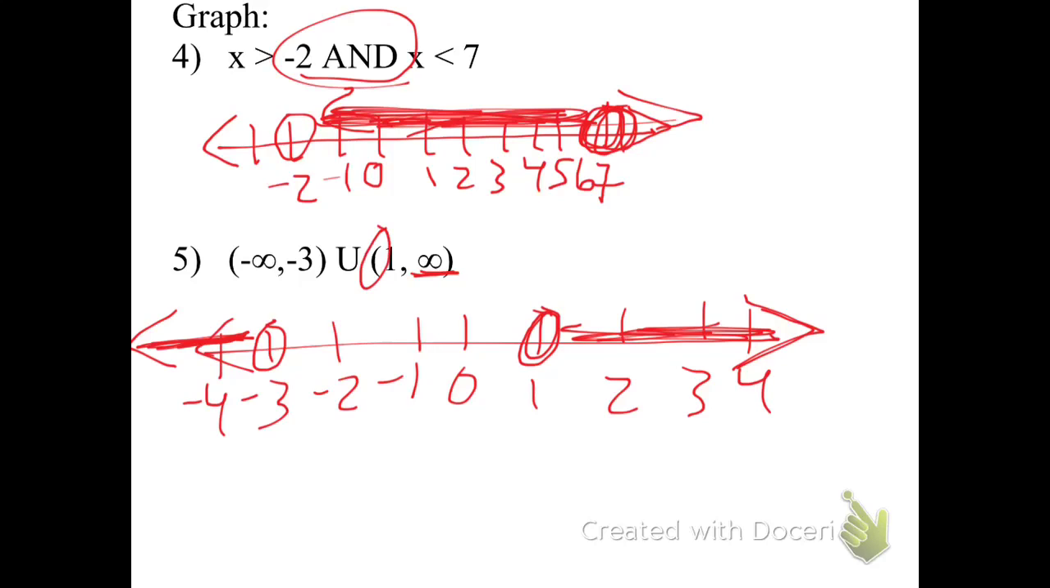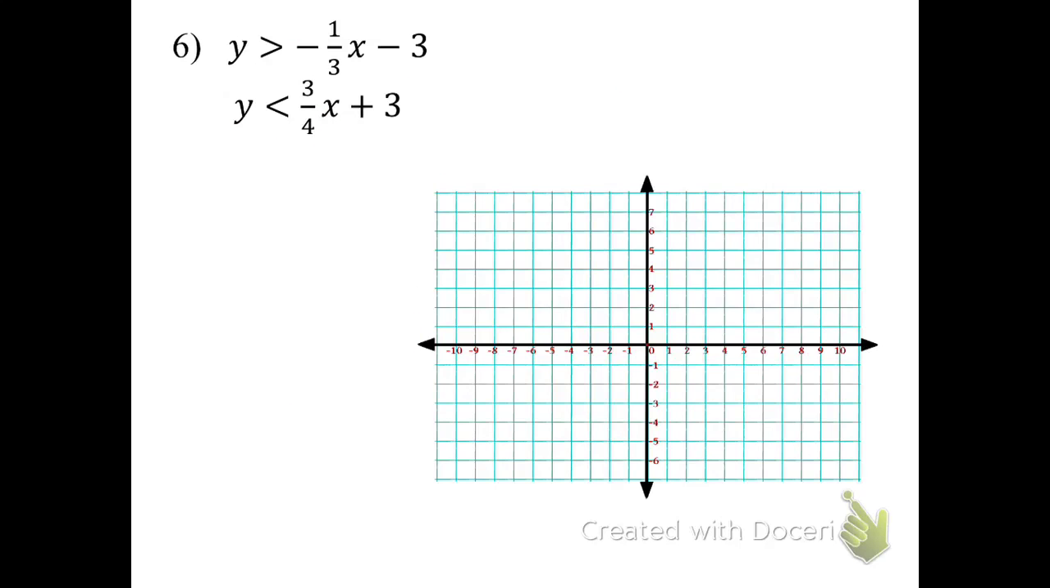If you notice, I kept both of these circles open. That's because they have a curved bracket. The curved bracket means you're going to have an open circle. If it was square, like so, you would fill in this circle. But it's not, so don't fill it in. And we're going to move on to our last one.